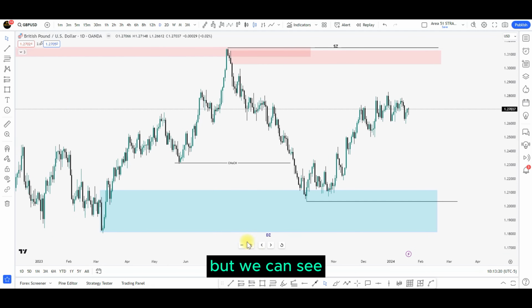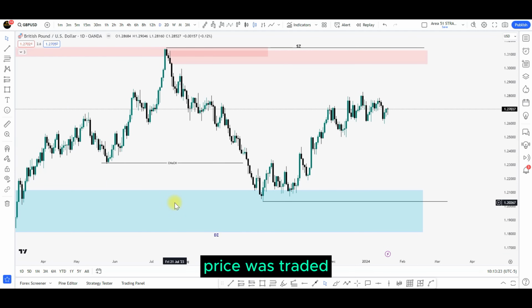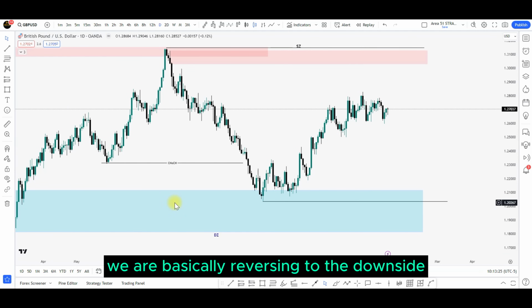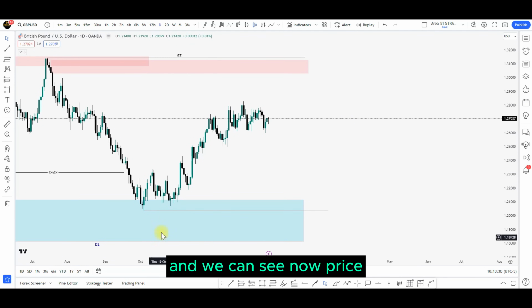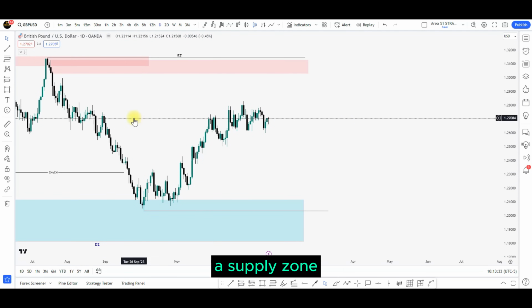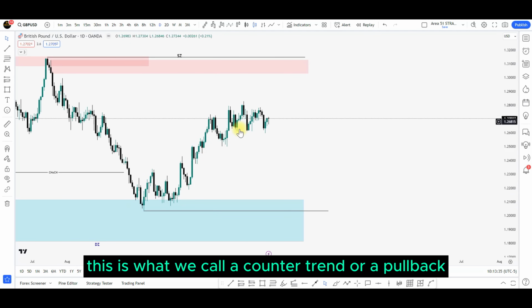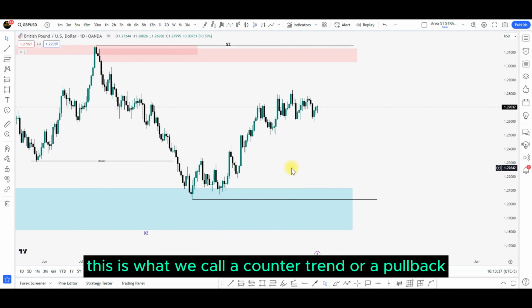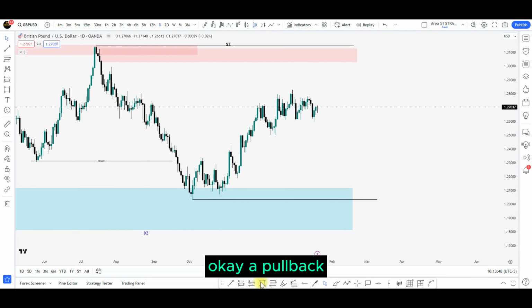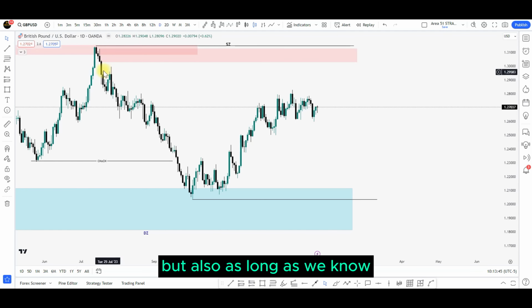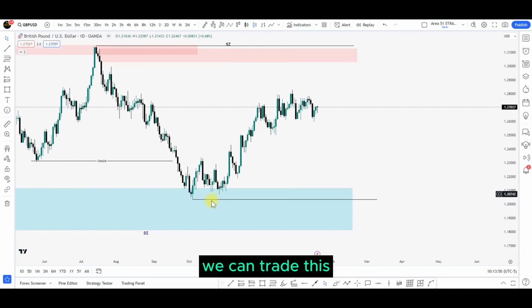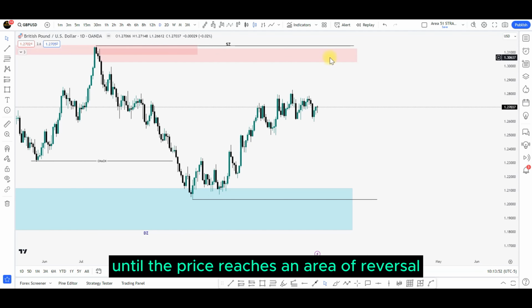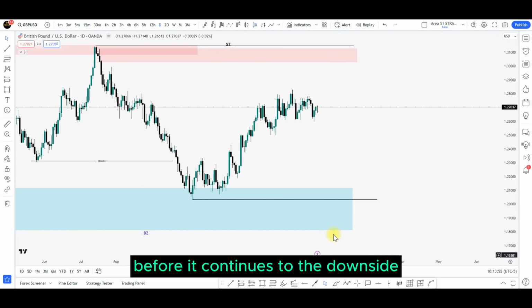But we can see on the higher time frame, price was basically reversing to the downside. But on the daily time frame, we can see the change of character, and we can see price now trading back to a supply zone. So what is this? This is what we call a counter trend or a pullback. We wait until the pullback reaches an area of supply zone, and as long as we know what's going on in the higher time frame, we can trade this until the price reaches an area of reversal before it continues to the downside.